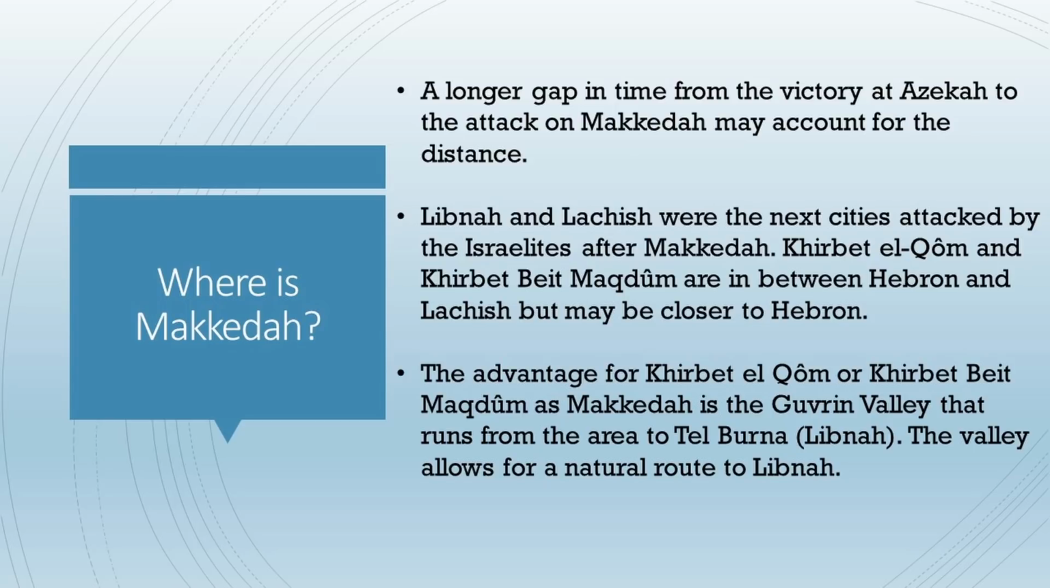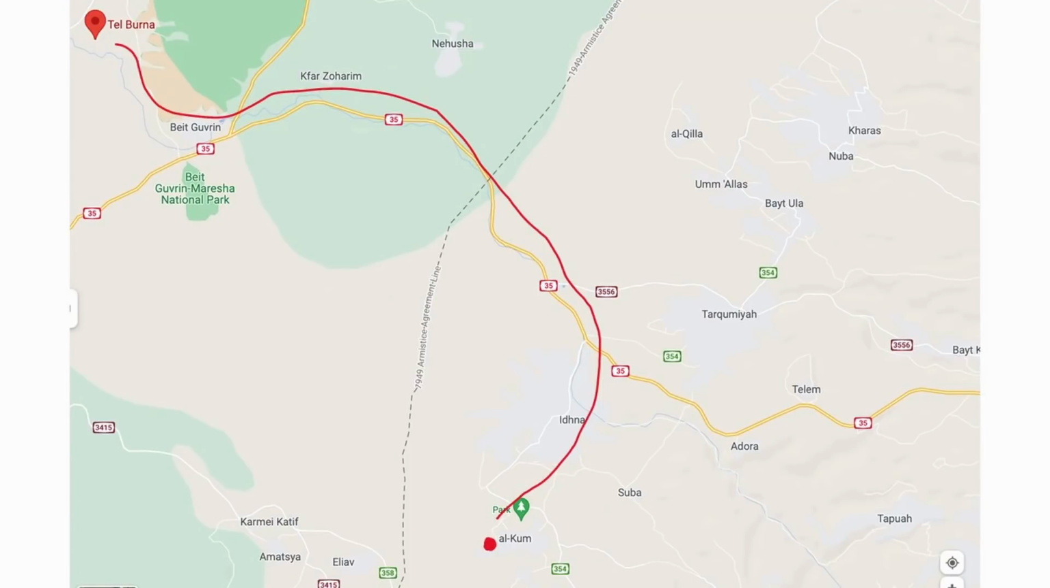Libnah and Lachish were the next cities attacked by the Israelites after Makkedah. So if Khirbet El-Qum or Makdum or another tell in the area are in between Hebron and Lachish, they are in proximity. And the advantage of El-Qum and Beit Makdum at Makkedah is the Guvrin Valley, and I'll show you that. So here's Al-Qum, Makdum would be up here, so that they could easily travel.